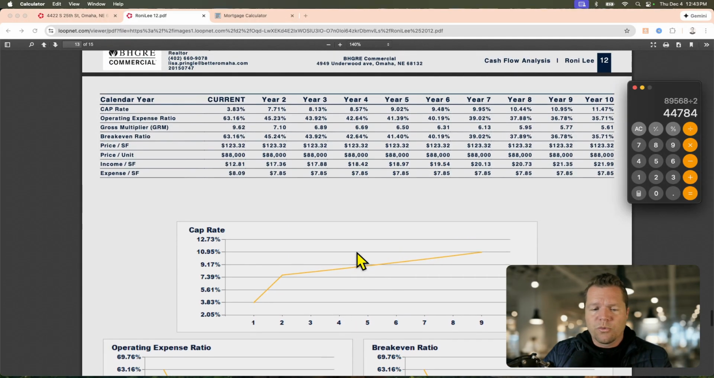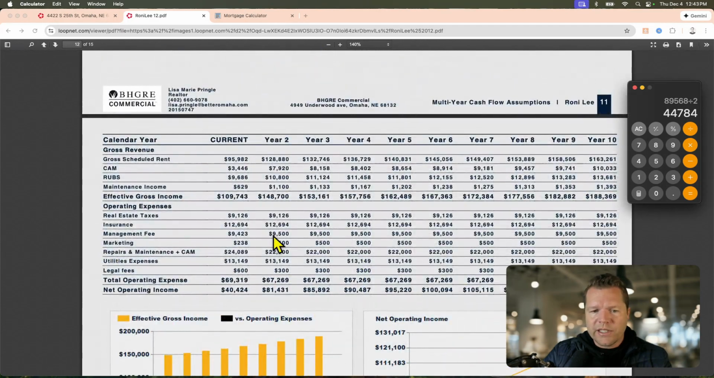Now, if you wanted to run the property yourself and you were going to self-manage, then you would make $9,500 a year managing it. So that is one way to help offset the financing, if that's something that you want to do and you think that's not a burden for you. I look at it as a management fee should be in there, because I'm not going to run the property, so I want to build a fee into it.